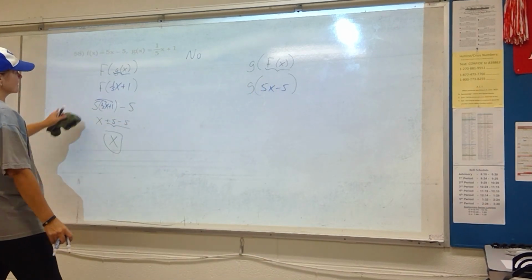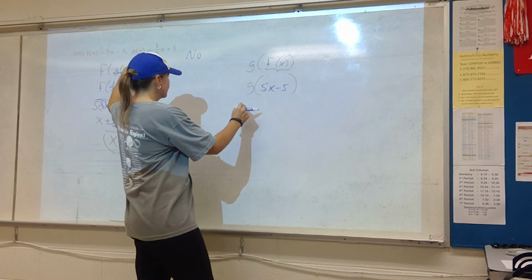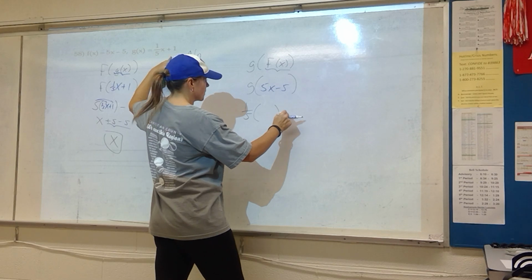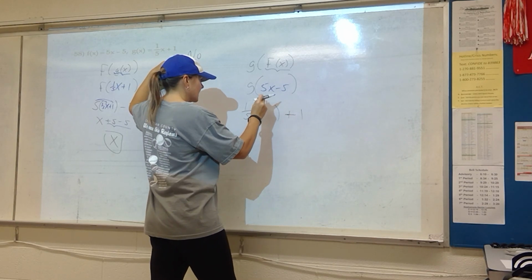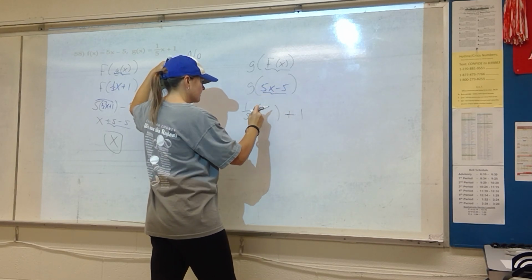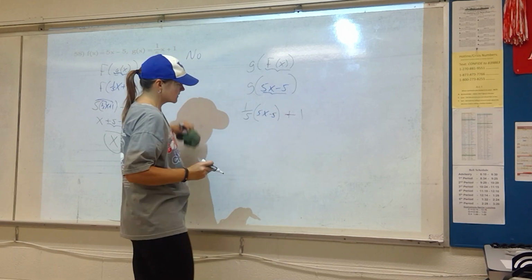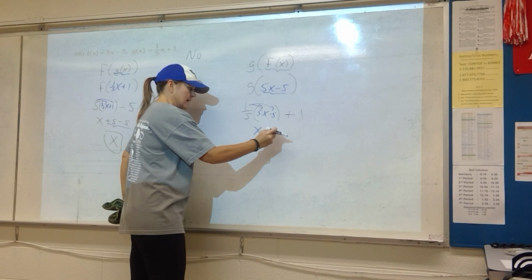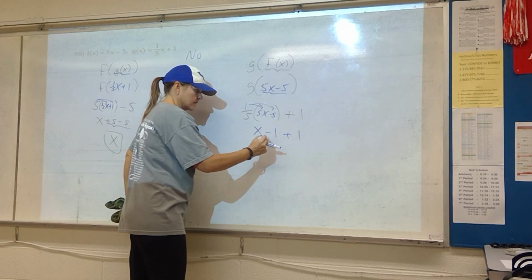G of 5x minus 5. So in the g equation, everywhere there's an x, I'm going to put parentheses, so 1/5 parentheses plus 1. And I'm going to put all of this stuff, 5x minus 5. You distribute the 1/5, you get 1x minus 1, bring down the plus 1.